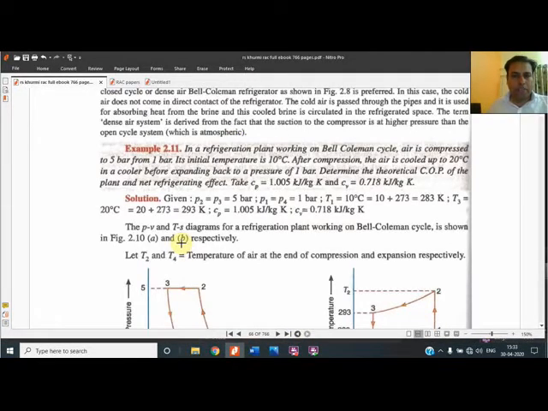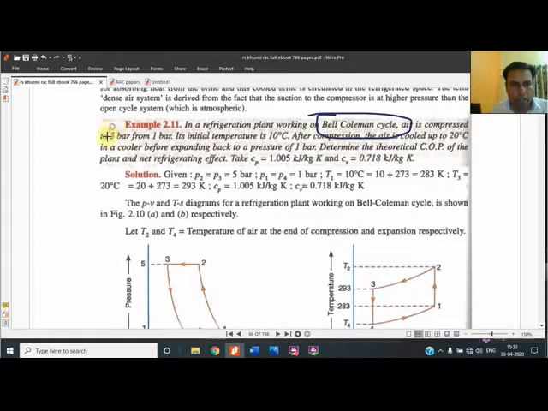Now starting with the first question, which is given in this report book. It is based on the Bell-Coleman cycle. The question says that in an air refrigeration plant working on the Bell-Coleman cycle, air is compressed from 1 bar to 5 bar, because there are only two pressures in the Bell-Coleman cycle. It is a 2P cycle.